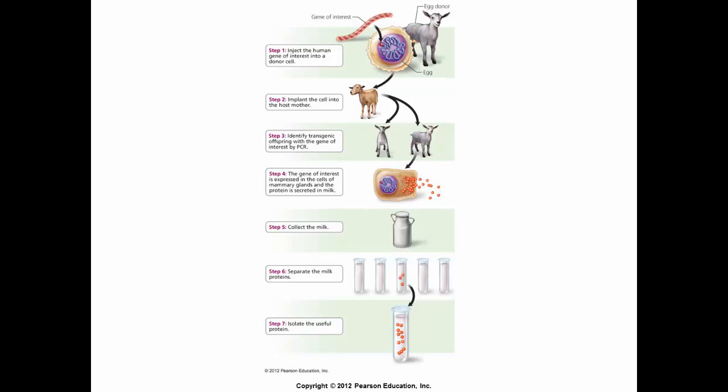In this image, we see where a gene of interest is put into, in this example, a sheep. Implant the cell into the host mother. Identify the transgenic offspring with the gene of interest. The gene of interest is expressed, maybe in the milk. The milk is collected. Milk proteins are separated, and the useful protein is isolated.